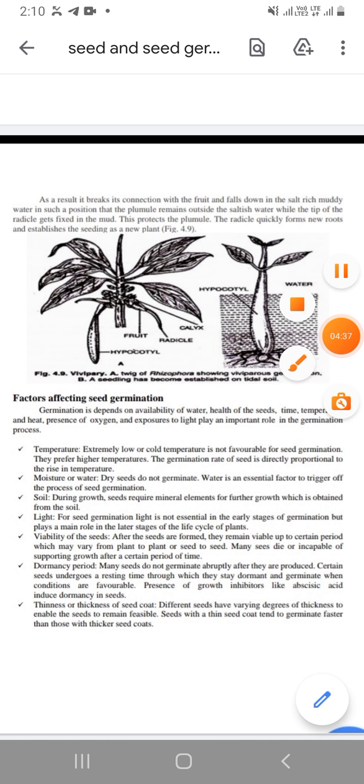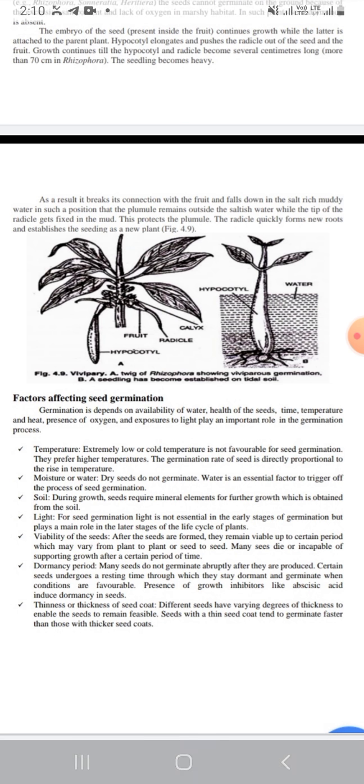For germination, the seed should be viable. One concept is dormancy. Dormancy is the inability of a seed to germinate. The seed should be viable. So the certain factors responsible for germination are temperature, moisture, soil, light and dormancy period.